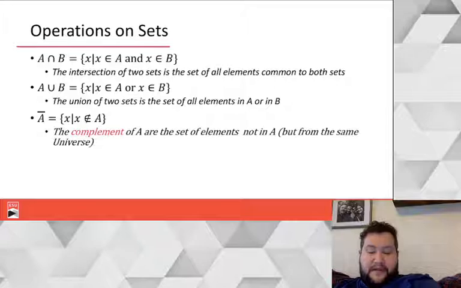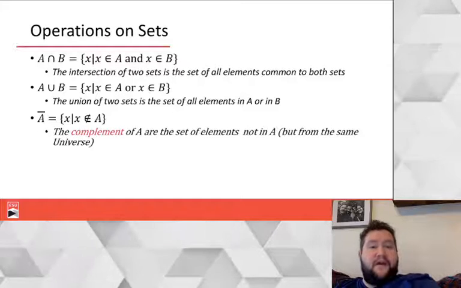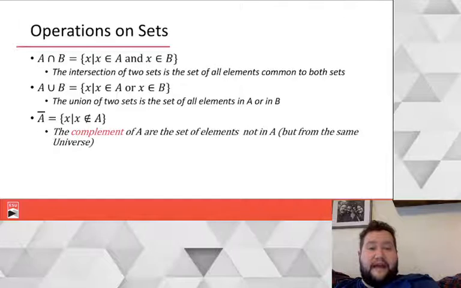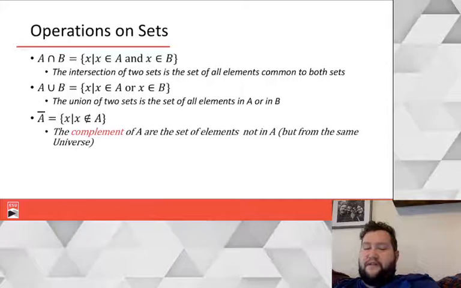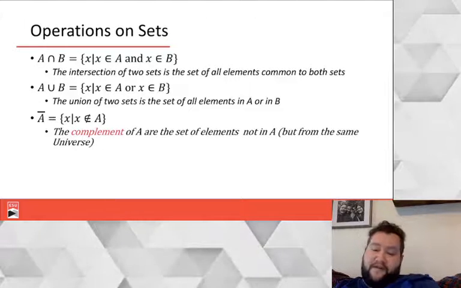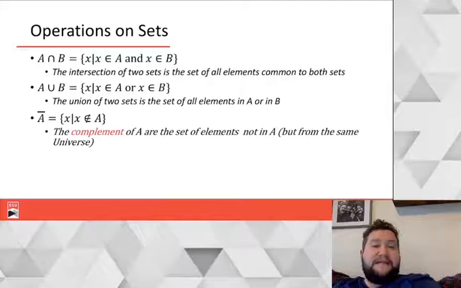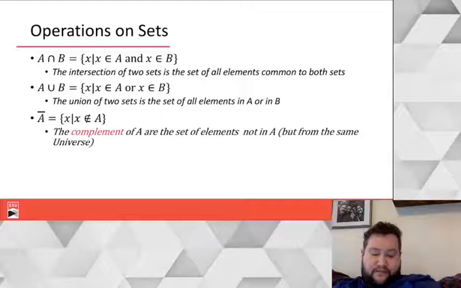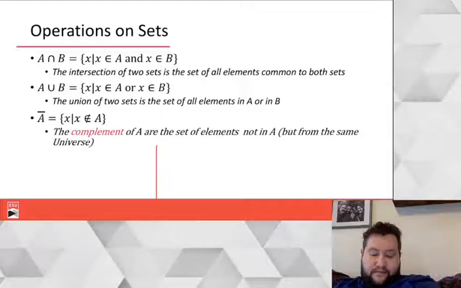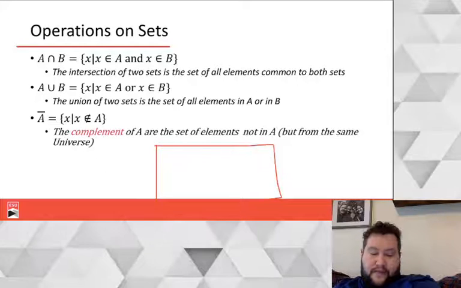And now the complement are the elements that aren't in A, but are from the same universe. And so what do I mean by universe? Let's say we have my natural numbers.